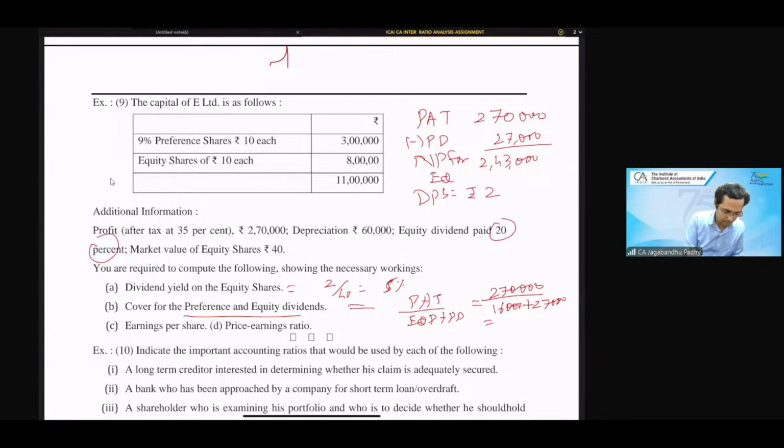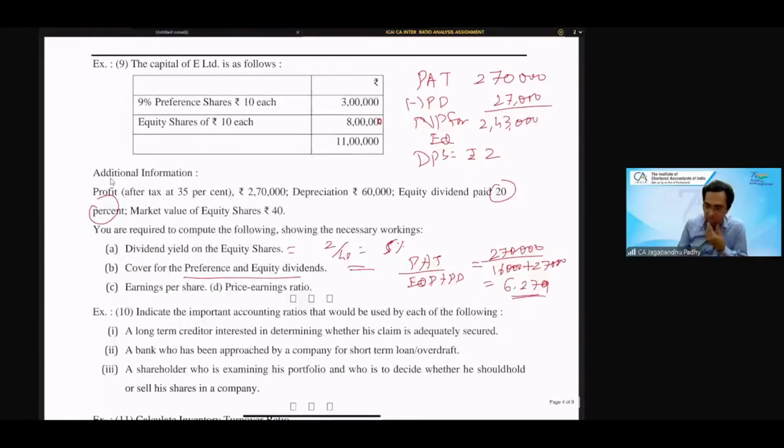Sir, total share capital 11 lakh is there, right? Preference share is 3 lakh and equity. Yes, so you pay equity dividend on equity shares only. Whether it is 8 lakh or 80,000. 8 plus 3, 11, right? So 270 divided by 43,000. Yeah, so cover is 6.279 times. It means our income is 6.279 times of the preference and equity dividend that we have to pay.